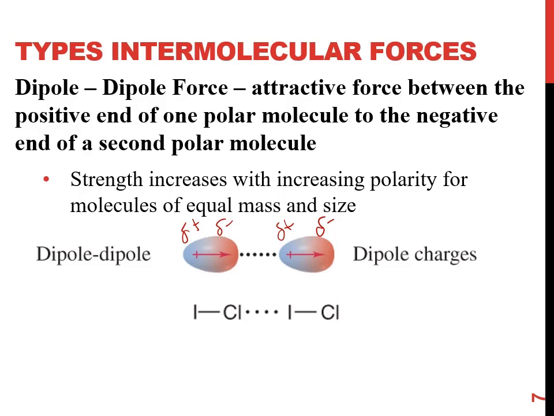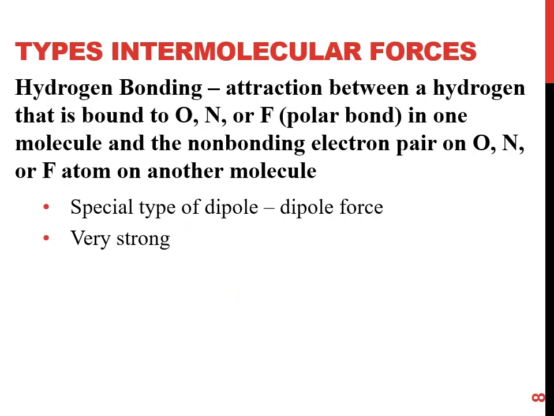Chlorine is more electronegative, so it has the partially negative side. Iodine would be our partially positive side, and this is permanent due to the electronegativities. So they're going to line up in such a way that the chlorines and the iodines are attracted to each other based on their polarities. The stronger the polarity, the stronger the intermolecular force.